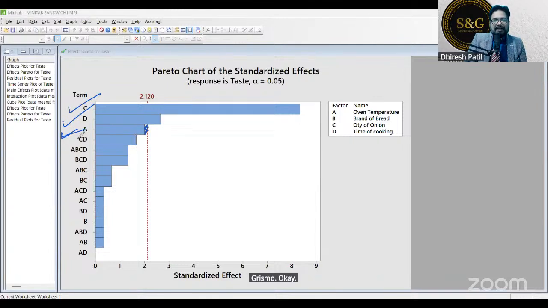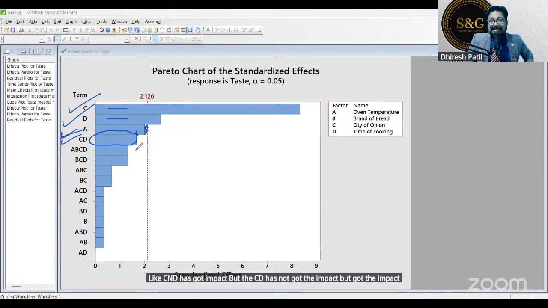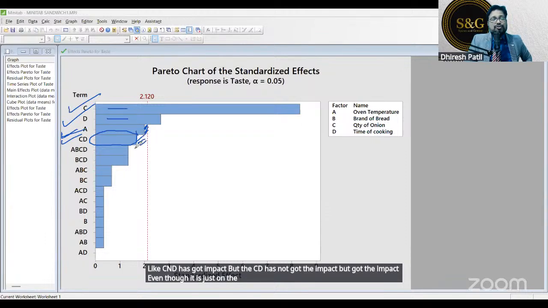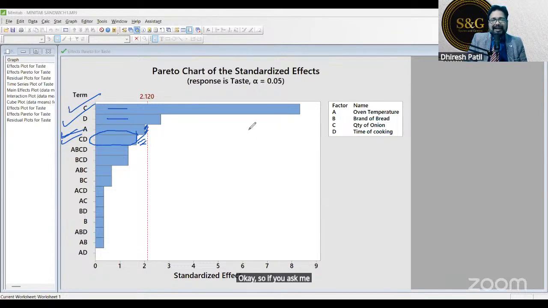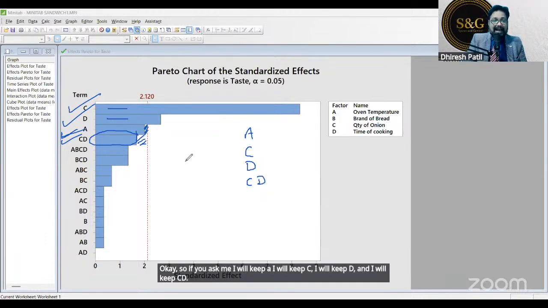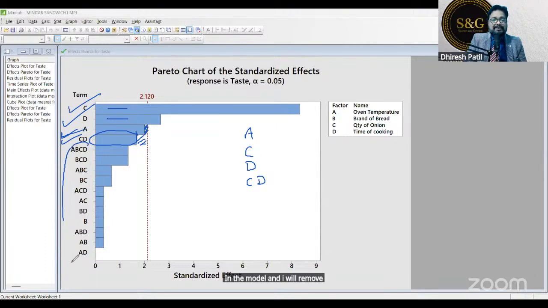And what about CD? The same question was asked. C and D have got impact, but CD has not got the impact. But even though it is just on the fourth position, have you understood this? So if you ask me, I will keep A, I will keep C, I will keep D, and I will keep CD in the model, and I will remove the rest of all these things from the model. Are you clear with this? Just type yes in the chat box. All this I will remove.